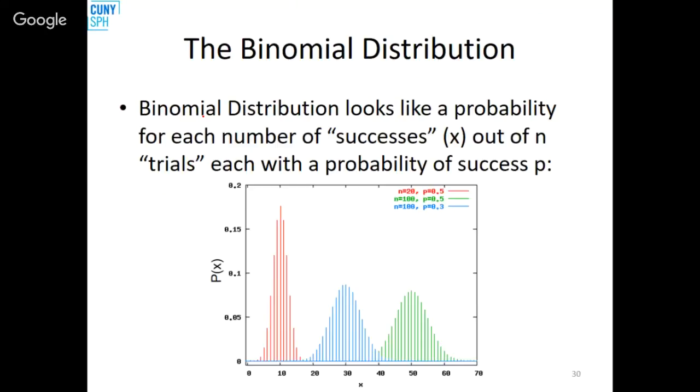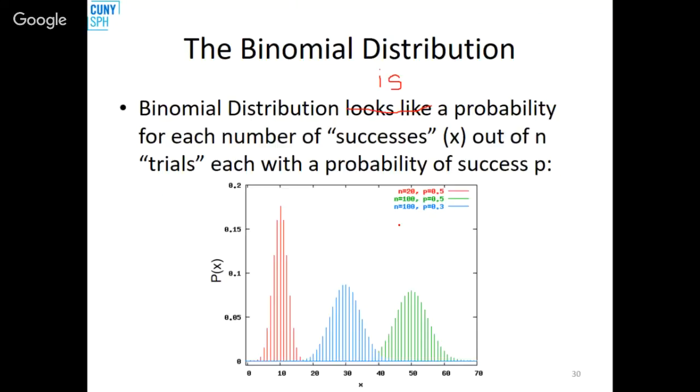This binomial distribution is a probability distribution. It is a probability for each number of successes x out of n trials, where each has a probability of success p.